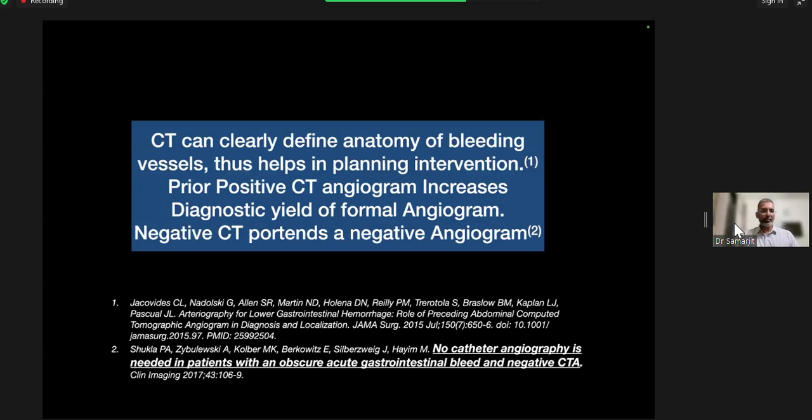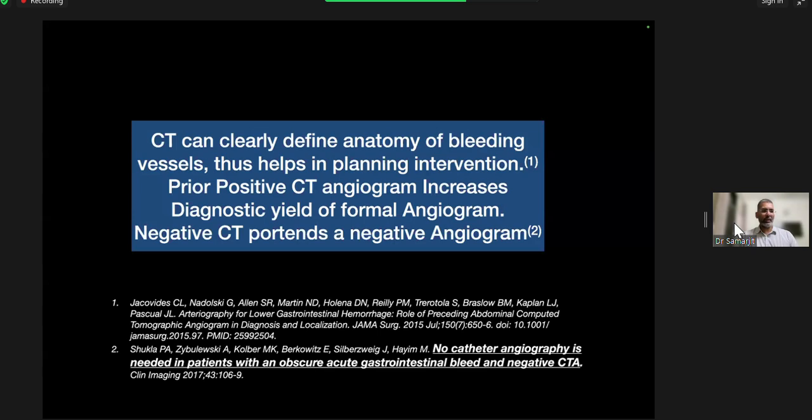All right. Now, CT can clearly help to define the anatomy of bleeding vessels and helps in planning intervention. So a prior positive CT angiogram increases the diagnostic yield of formal angiogram, and a negative CT portends a negative angiogram. Now this is institutional practice. It may vary with your institute, but this is our institutional practice, and the literature kind of backs it up.